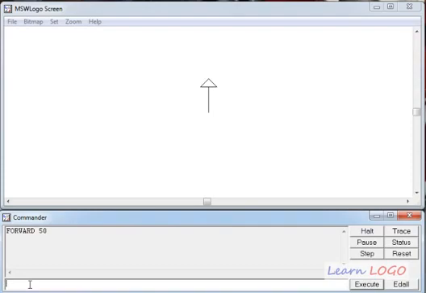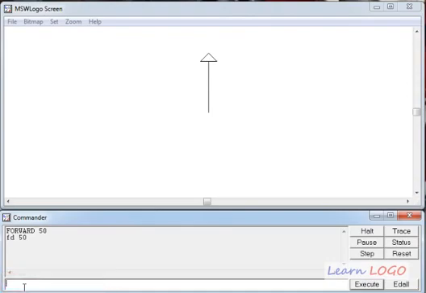Here I have typed the command in capital letters, but logo is not case sensitive. So you can write the whole forward in small case, or you can write in mixed case also, it won't mind. And yes, there is a short form also for this command. You need not write forward every time. You can write FD, and if this time I write 50 again it will go forward by 50.